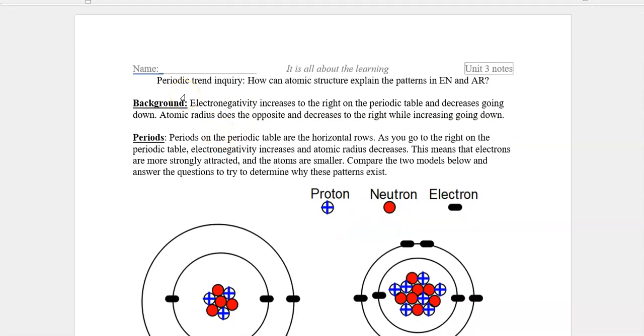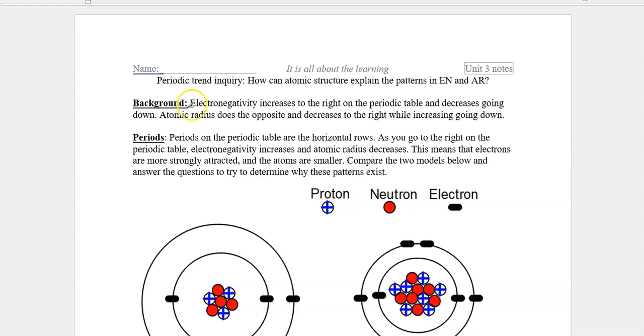All right. Let's do a little investigation before we do our reading. Let's see if we can maybe figure some things out on our own. How can atomic structure explain the patterns in electronegativity and atomic radius? Because we know a lot about the atom already. We know about the nucleus and protons and electrons, and we know about electron shells and neutrons and all that stuff. So let's see if we can actually figure out an explanation here.